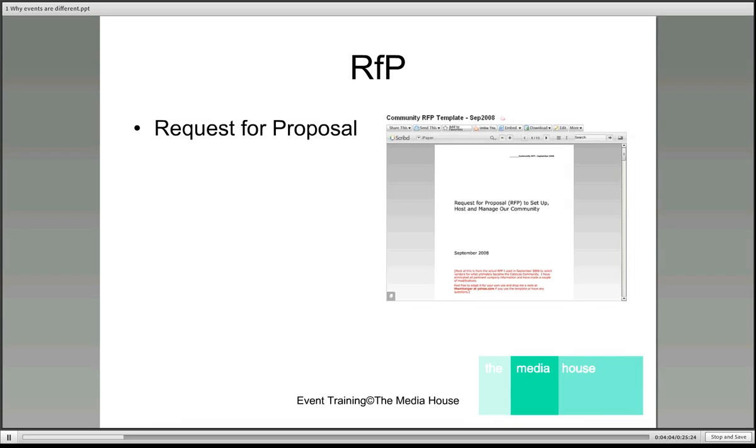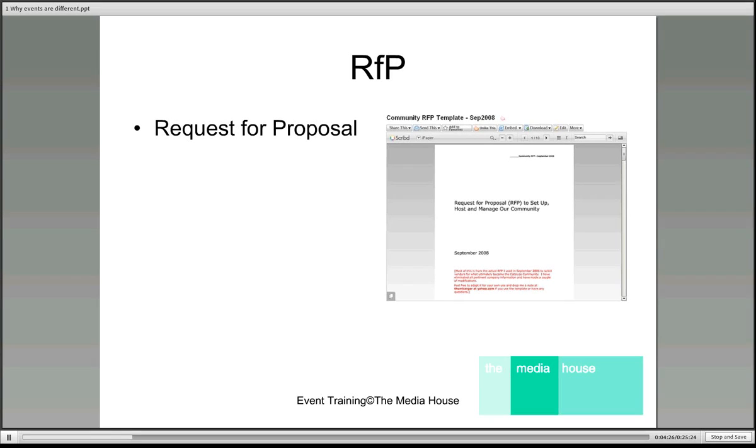So an RFP could go out to a hotel. It could go out to a destination. It could go to an airline. It could go to a company providing audio-visual support. It could go to a company providing registration. What we're looking to do is draw up a short list of the companies that can help us and make sure that we have the ability to compare like with like.